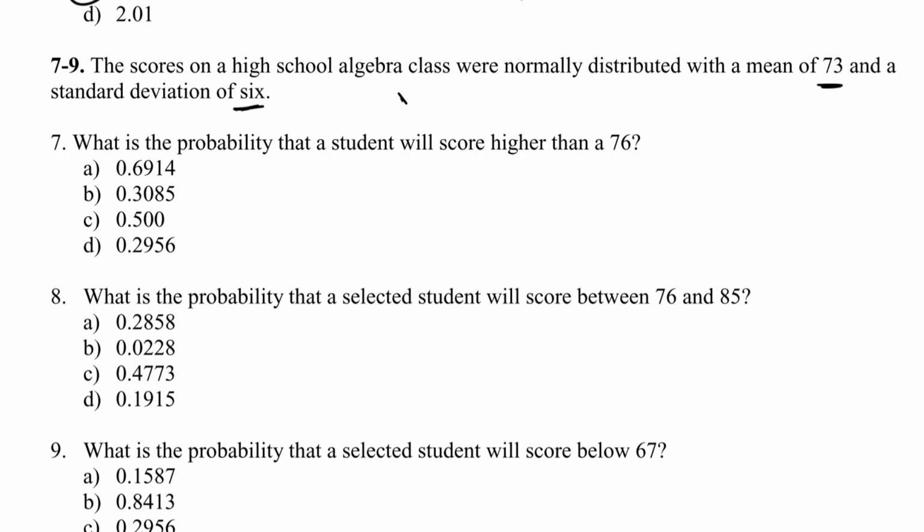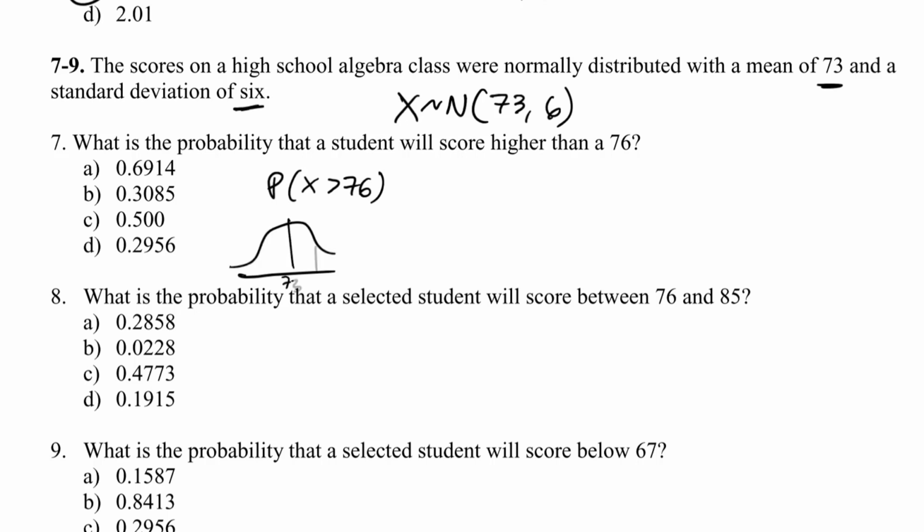Alright, so you might say your test scores are normally distributed, mean 73, standard deviation 6. That's the curve we're working with. What's the probability the student will score higher than a 76? What I always recommend is to write this as a math statement, and it actually helps to get a picture here. So here's 73, here's 76, and I want to know this area. That's what probability is, area.